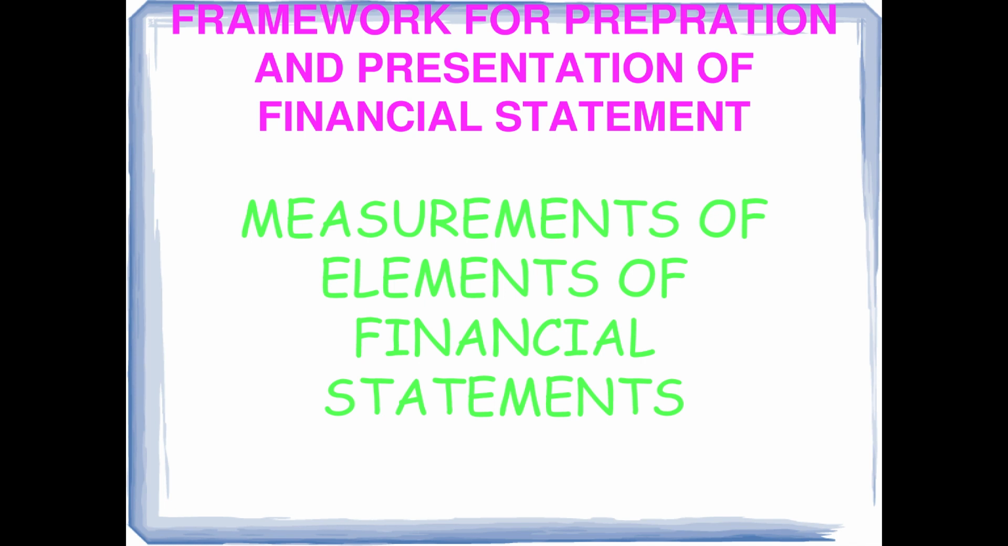Present value. Assets are carried at the present value of the future net cash inflow that the item is expected to generate in the normal course of business. Liabilities are carried at the present value of the future net cash outflow that is expected to be required to settle the liabilities in the normal course of business. Present value P is the amount one has to invest on the current date to have an amount A after n years. If the rate of interest is R, then A equals P into (1 plus R) raised to n, or P, the present value, equals A by (1 plus R) raised to n.